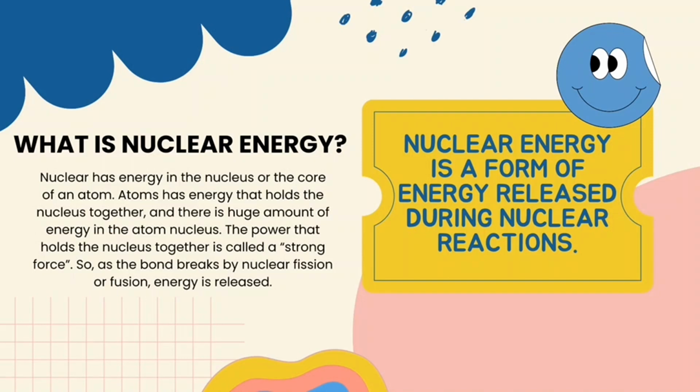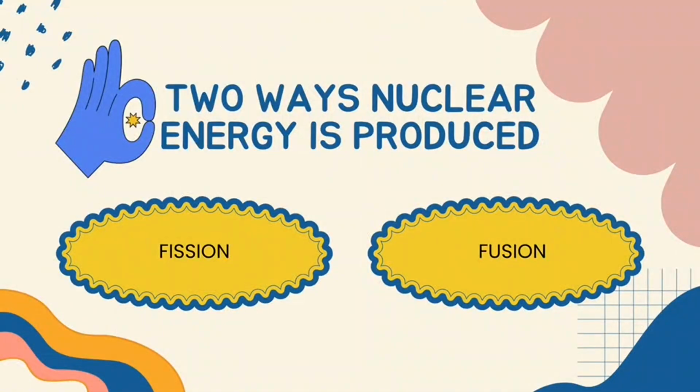The next part of this presentation is going to be introduced by Kornpech. She is going to talk about the two ways nuclear energy is produced, which are fission and fusion.